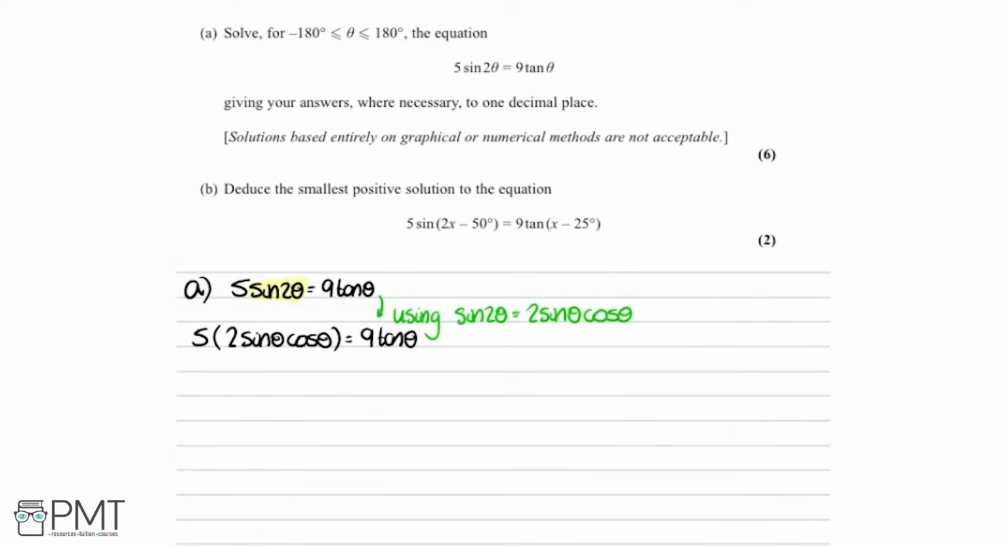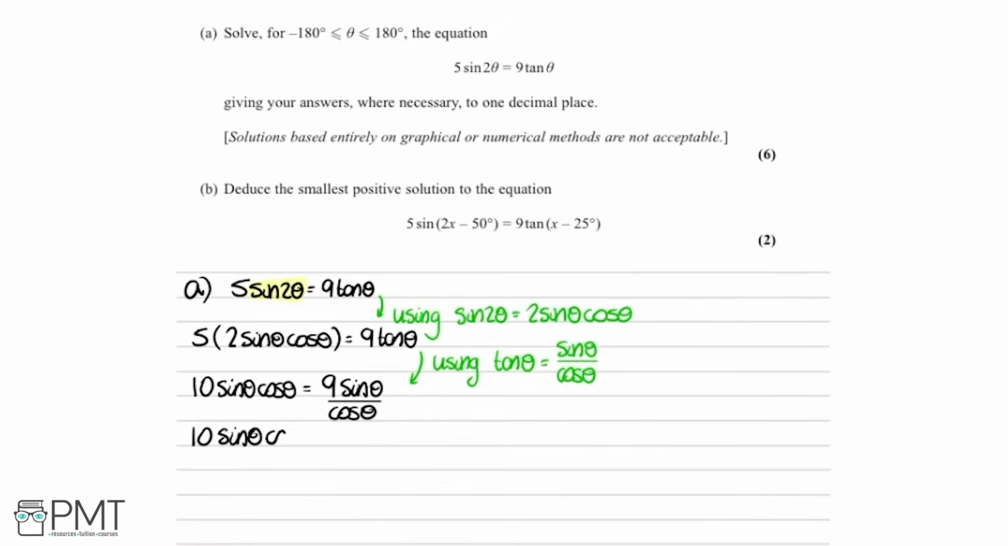Now the next thing that jumps out to me is that it's quite busy. We've got sine theta, cos theta, and tan theta. So to simplify it down a little bit, I'm going to replace tan theta with sine theta over cos theta. We can rewrite this. I'm going to multiply out the bracket at the same time. Right, so now I want to get rid of this fraction here, so I'm going to multiply both sides by cos theta. So we're going to be left with 10 sine theta cos squared theta equals 9 sine theta.